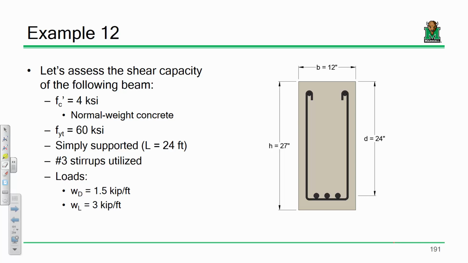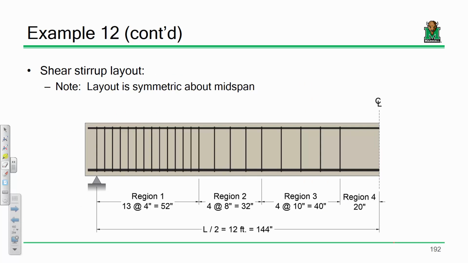Now, does everybody have this? Okay, now, I want to look at this. This is the stirrup layout across the span. One of the things about shear design is that if your loads and your geometry are symmetric, then your shear design will be symmetric.